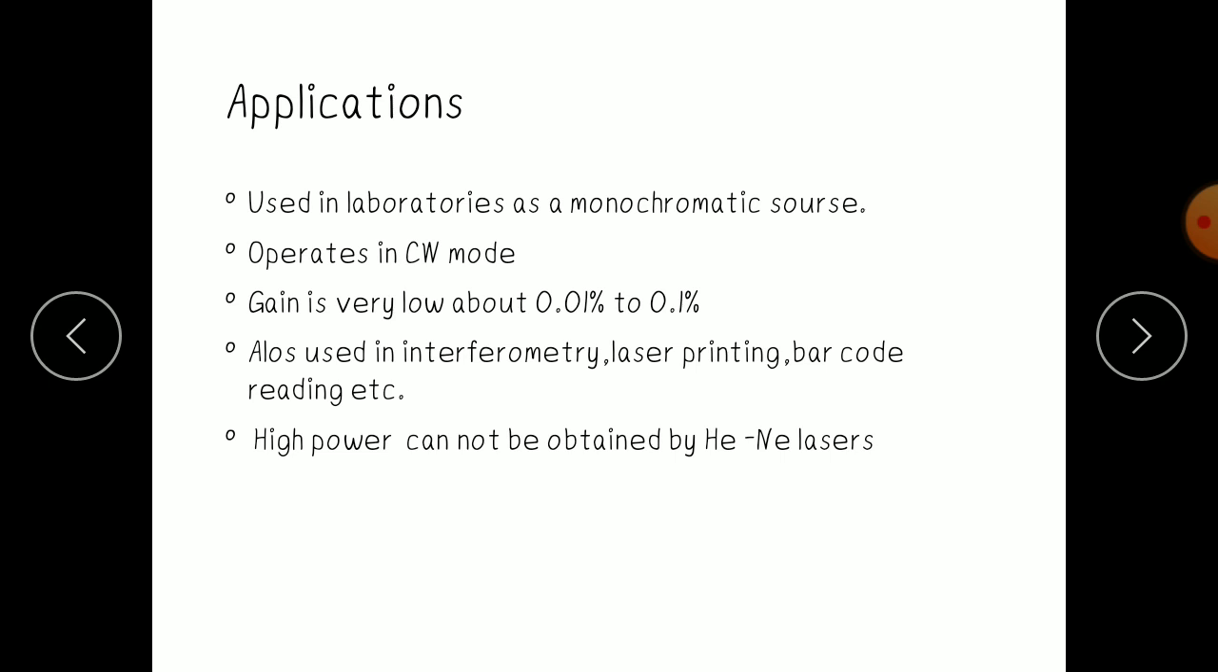So this is about the working and working principle of the laser.